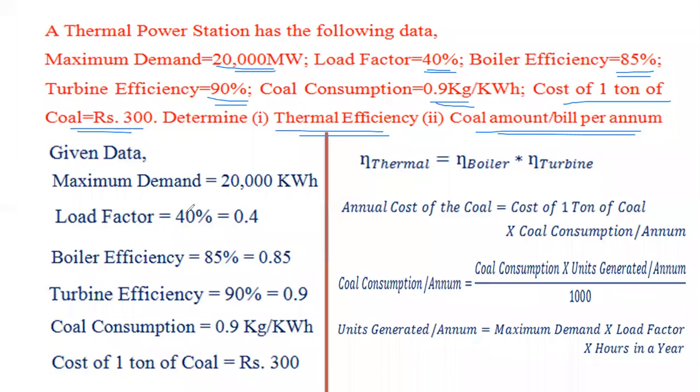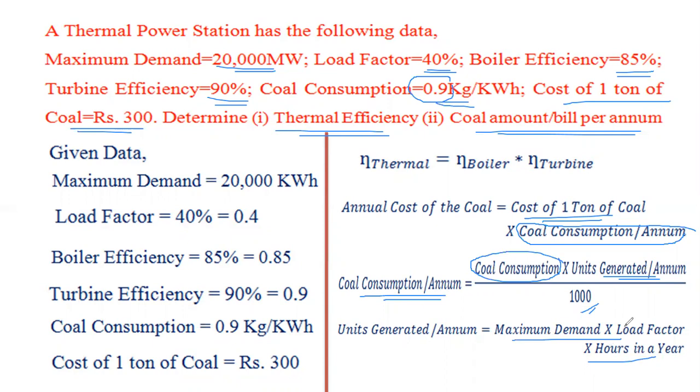The formula is the cost of 1 ton of coal into coal consumption per annum. In the problem, the cost of 1 ton of coal is 300 rupees. Here we do not have the coal consumption per annum, so we want to find it out. The formula is coal consumption into units generated per annum by 1000. The coal consumption is given in the problem as 0.9, but we don't know the value of units generated per annum. Anyway, 1000 is constant. Again, for units generated per annum, the formula is maximum demand into load factor into hours in a year.